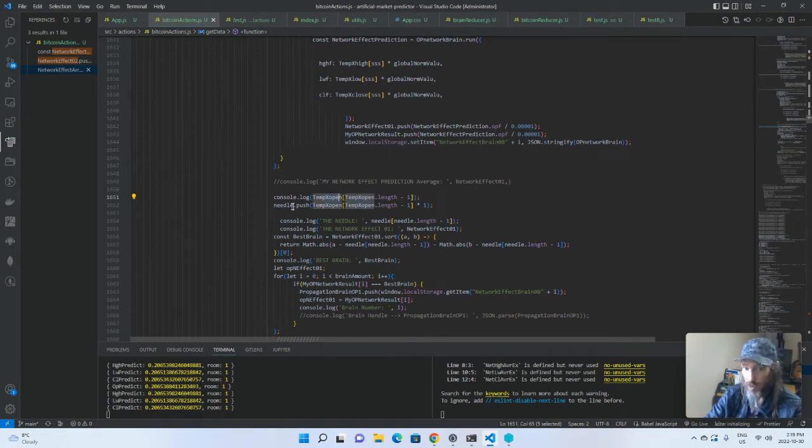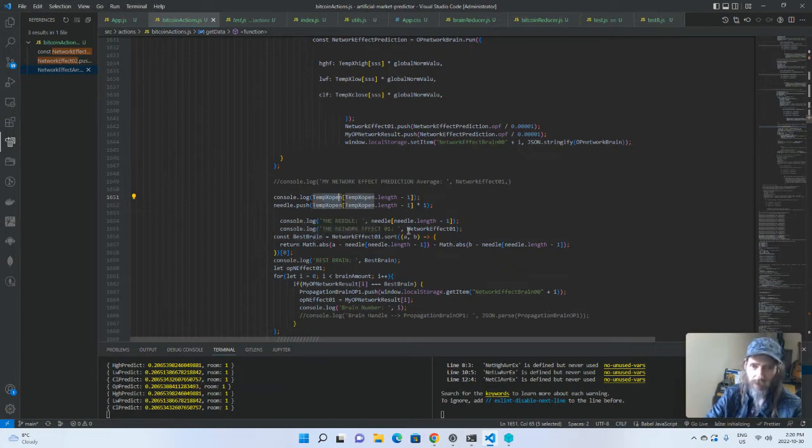And I push this into this constant array, which is called needle, because needle. I got this on the web here, needle. So okay, I console log that, and so on.